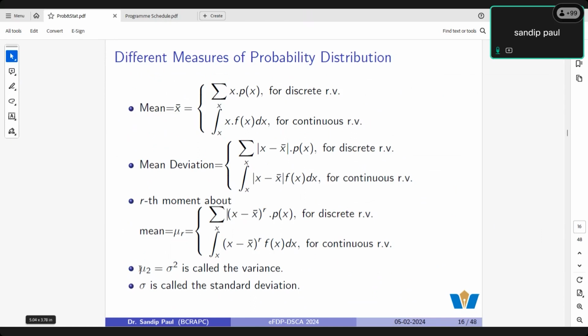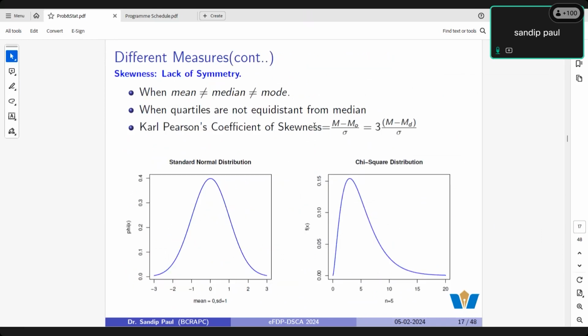And the second moment, mu2, is denoted by sigma square. It is called the variance. So if we find mu2 from the formula, we will get the variance, and sigma itself is called the standard deviation. So we need all these measures later. Now, different types of analysis can be done by finding the mean, median, and mode.